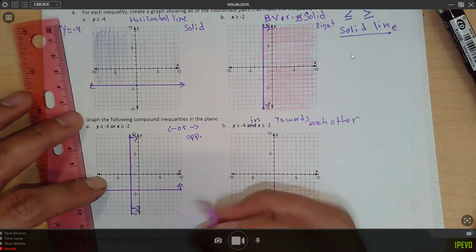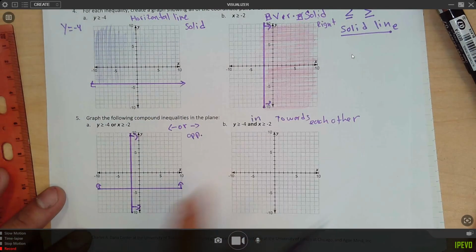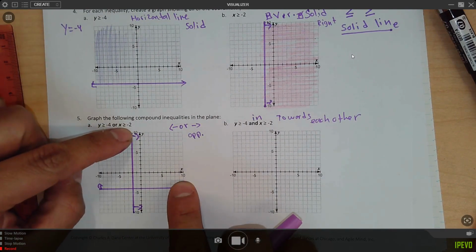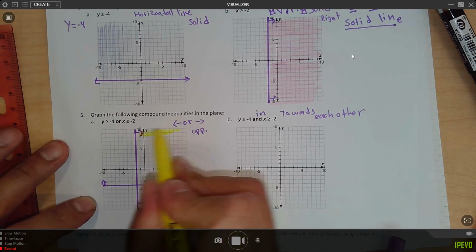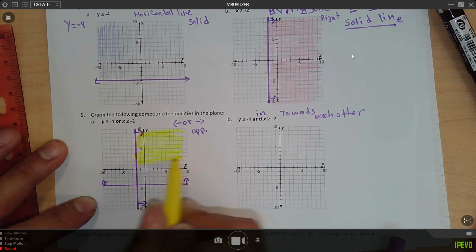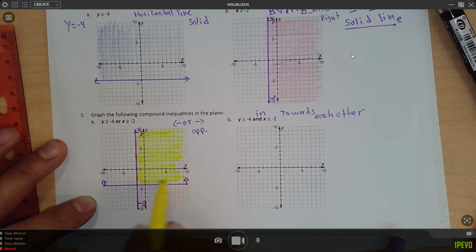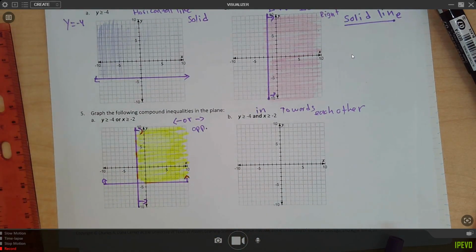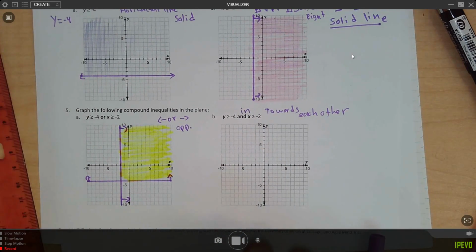Okay. Now, you could do the shading above and then shading to the right, but it gets a little messy. So instead, the way I do it is I look at where the arrows are pointing to each other. Here we have my shading. Wherever the arrows are pointing to each other, that's where my shading is going to be. Perfect. Let's do the last one to finalize this video.